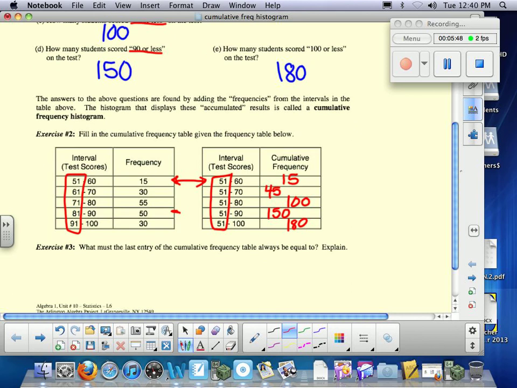What must the last entry of the cumulative frequency table always be equal to? So in other words, what is this last entry always going to equal? Go ahead, thank you, I appreciate the hands, Dan. Total number of, yeah, however many pieces of data you collected. So the total.